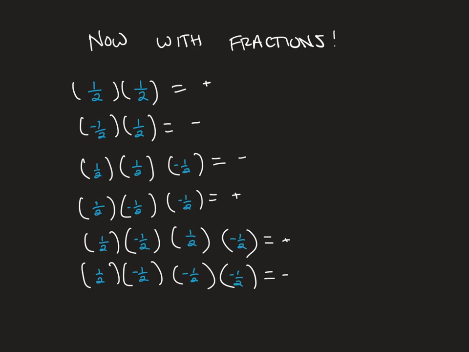The next one, two negatives, so it's going to be positive. Next, we have two negatives, again, it'll be positive, and in the last one, three negatives, so the result will be positive. And now find the numeric value.